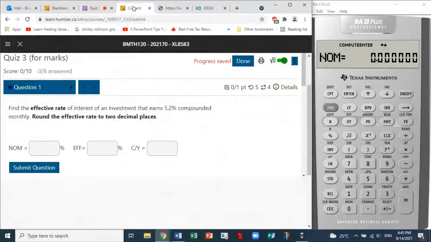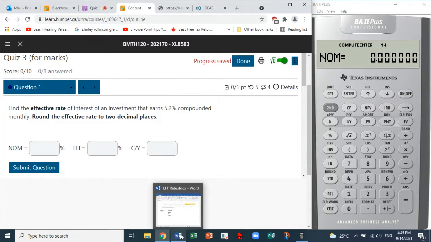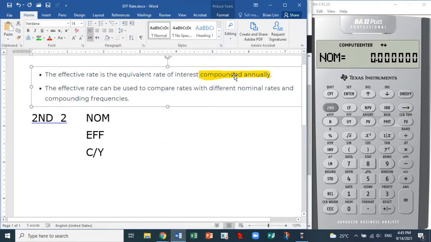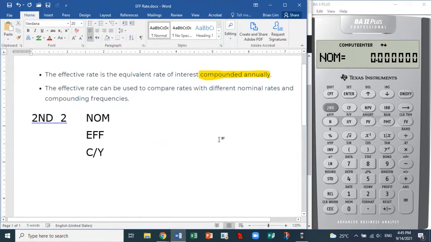Okay, let's start. Quiz 3, question 1. Find the effective rate of interest of an investment that earns 5.2% compounded monthly. Round the effective rate to 2 decimal places. All right, so what is effective rate? Well, effective rate is the equivalent rate of interest compounded annually.